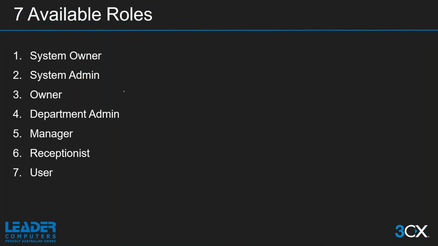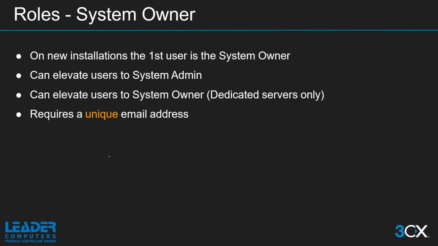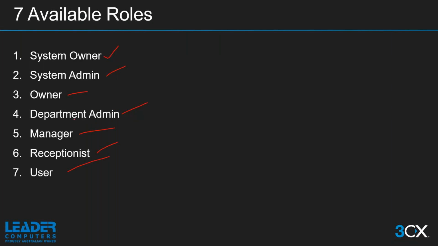Let's continue. So, the different statuses available are ordered from top to bottom: system owner, system admin, owner, department admin, manager, receptionist, and user. Roles of a system owner: on a new installation, the first user created will be the system owner, and they can create any other users at their level or below. For example, if they are a department administrator, they can set another user as a department admin, manager, receptionist, or user, but a department admin cannot give owner access to a different user.